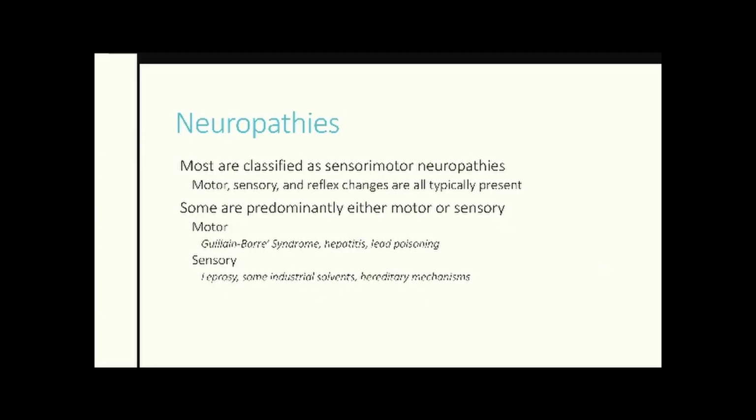Neuropathies, most are classified as sensory motor. What does that mean? It involves sensory and motor. It does both. Some are either motor or sensory. So as we go through these, you want to know which ones are primarily motor, which ones are primarily sensory. Guillain-Barré, hepatitis, lead poisoning. These lead to motor problems.